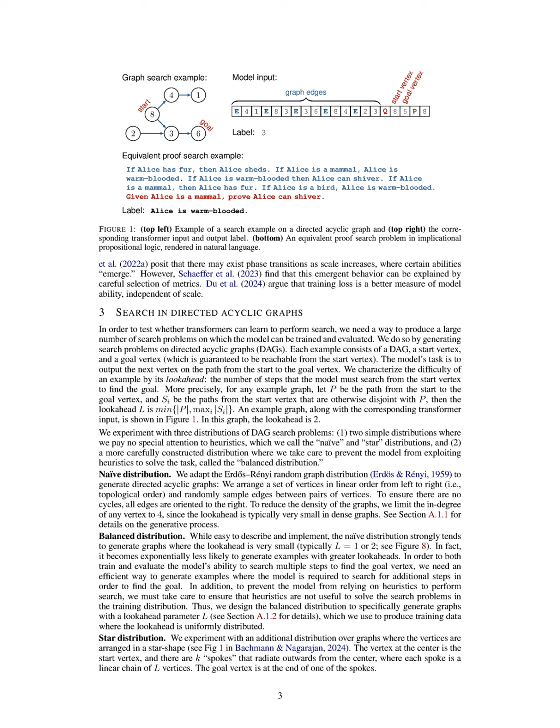The proposed method for training transformers to learn search tasks in directed acyclic graphs, DAGs, involves several key steps. First, we generate a large number of search problems by creating DAGs with a start vertex and a goal vertex, ensuring that the model's task is to output the next vertex along the path to the goal. We utilize a carefully constructed balanced distribution to generate examples where the look-ahead parameter, L, is uniformly distributed, preventing the model from relying on heuristics.